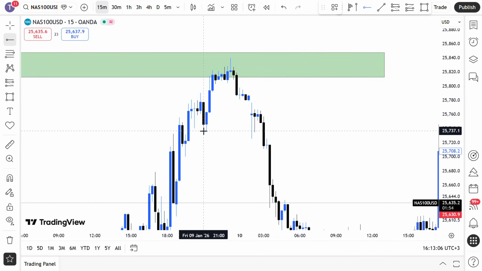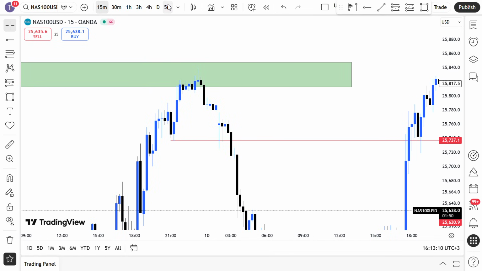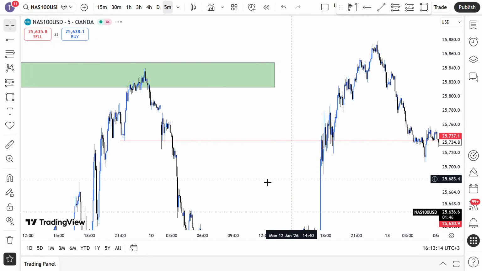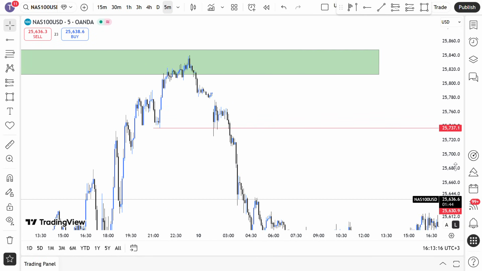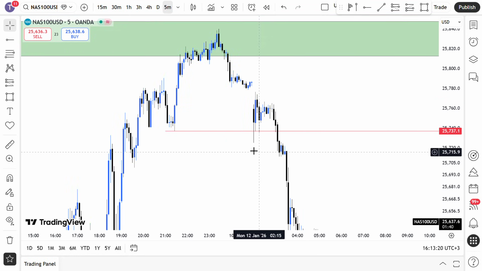So this was the low that I was waiting for price to take out. And once the price took out that low from the 5 minutes time frame, the price did not come to my entry point before moving to the downside. So we had this change of character at this point.